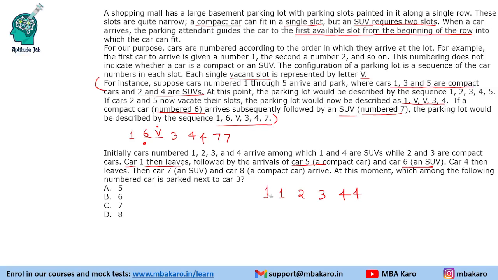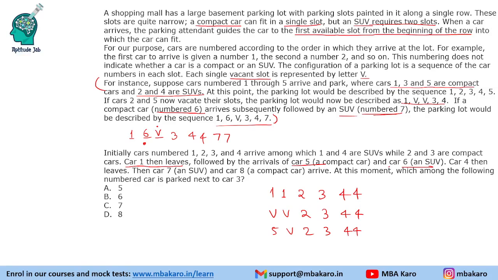So car 1 will leave. I'll write step by step. First step is all 4 arrive. Then car 1 leaves, so we have two vacant spaces, then 2, 3, 4, 4. Then arrival of car 5, which is a compact car. So it becomes 5V 2, 3, 4, 4.